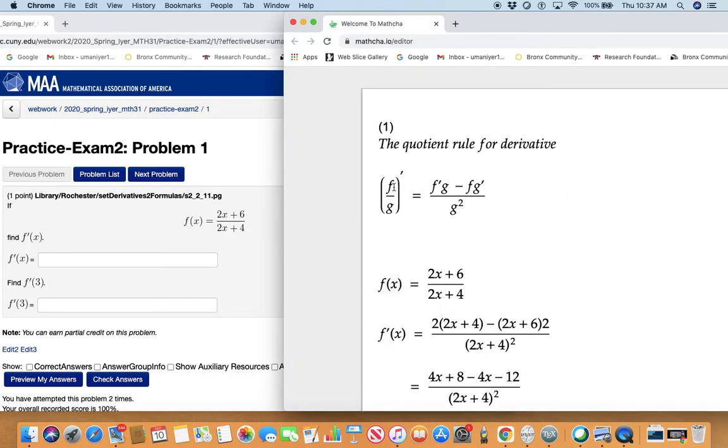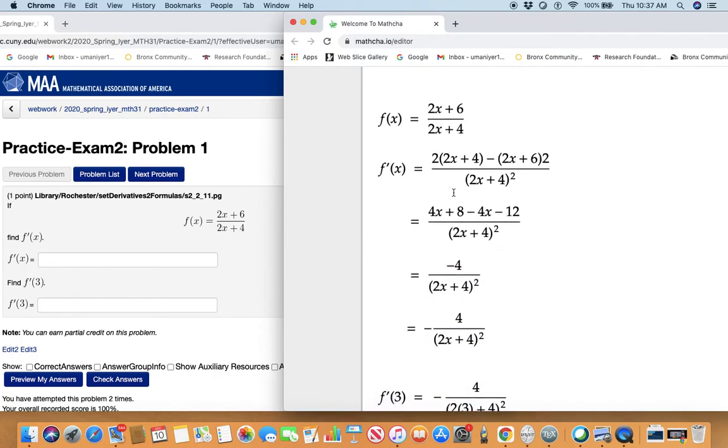Remember the quotient rule. (f divided by g) prime is the denominator squared, the derivative of the numerator, denominator as it is, minus numerator as it is, derivative of the denominator. So our function f(x) is (2x + 6) / (2x + 4). So the derivative requires squaring the denominator first. Derivative of the numerator is 2, denominator as it is, minus numerator as it is, derivative of the denominator.